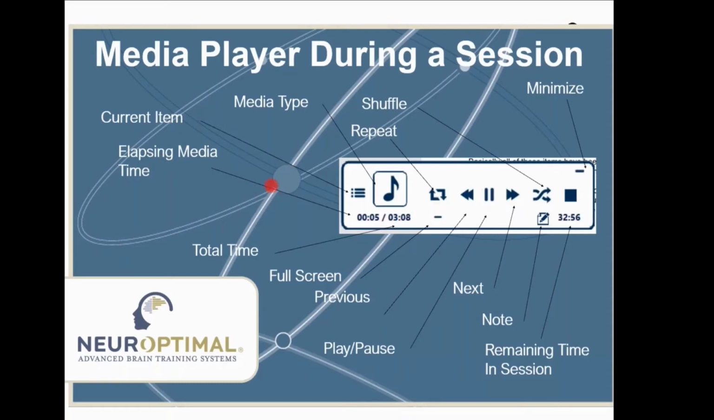We talked about how our default music, the Jeff Bova music, actually is a 6-portion playlist. So what this is telling me is we're 5 seconds into the first portion of the playlist. We're 32 minutes and 56 seconds left to play in the 33-minute session.